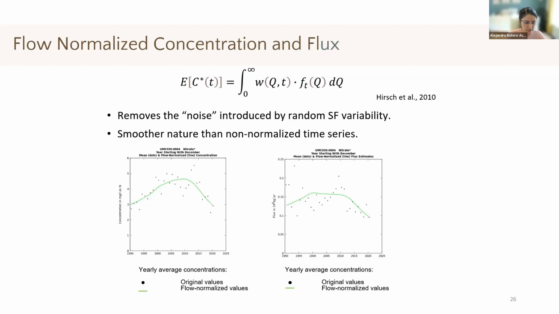So as you can see in the examples here in this slide, the points are the original yearly values computed by the WRTDS model, and the line is the smooth flow normalized values. So the smoother values are the ones that we are using for our trends analysis.